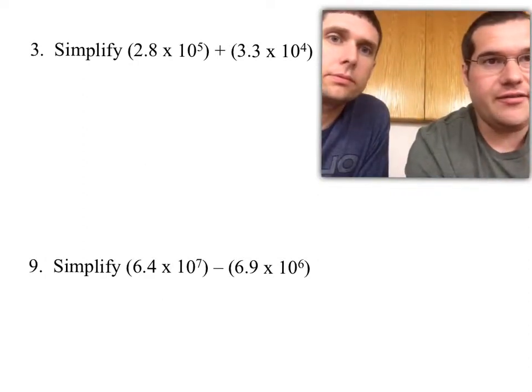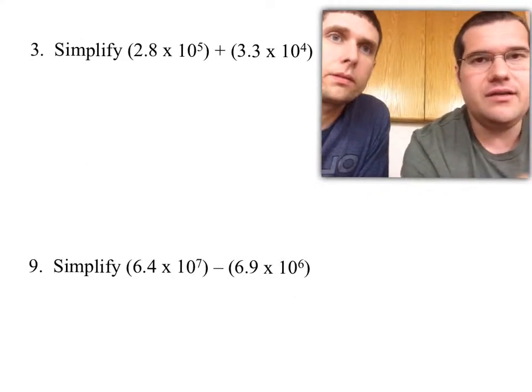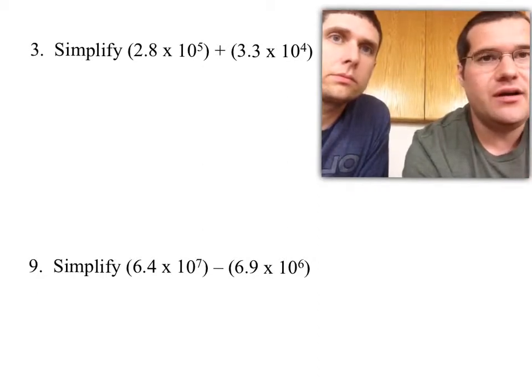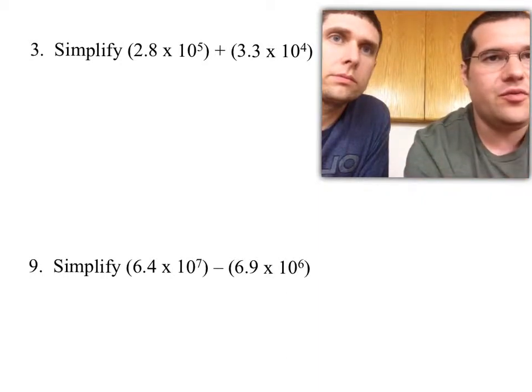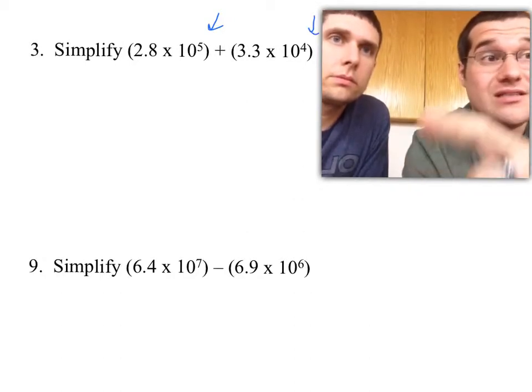So here we have scientific notation, but we're adding this time. This is a little bit trickier because you need to make some decisions. So the first thing that I have to ask myself is which one is bigger? Is 2.8 times 10 to the 5th bigger than 3.3 times 10 to the 4th? Well, I look at my exponent here. This says 10 to the 5th. This says 10 to the 4th. If it's the bigger exponent, that means that it's the bigger number.